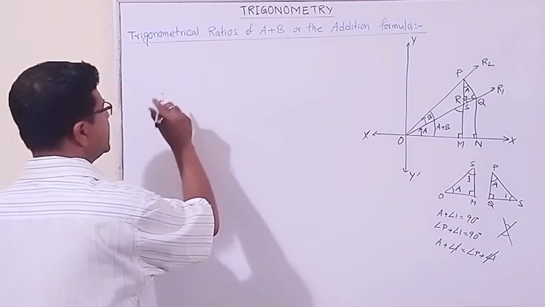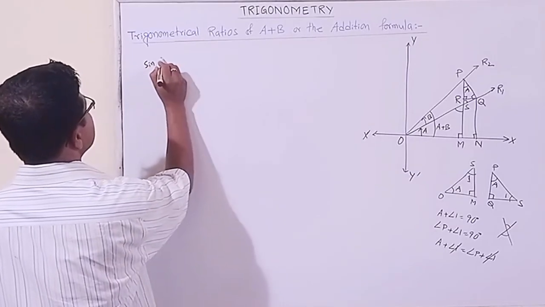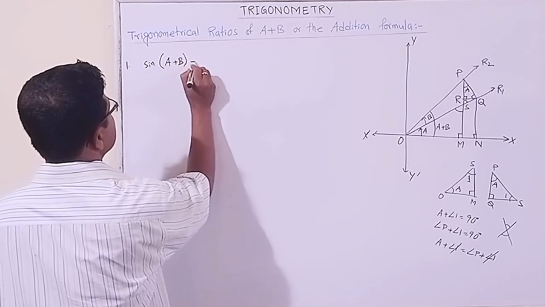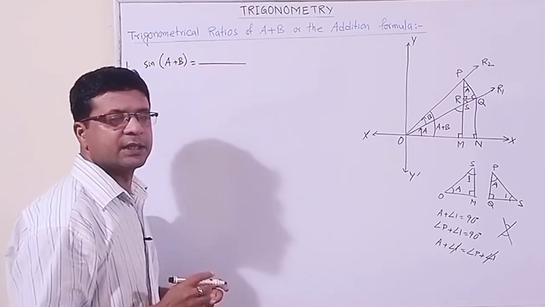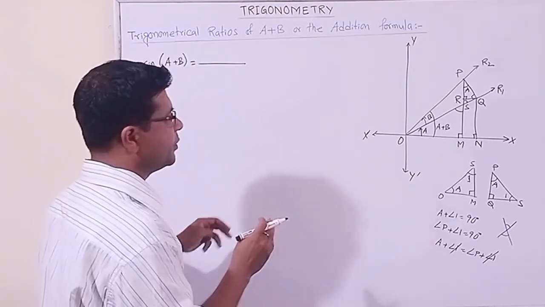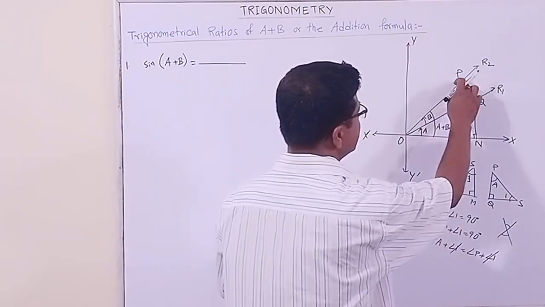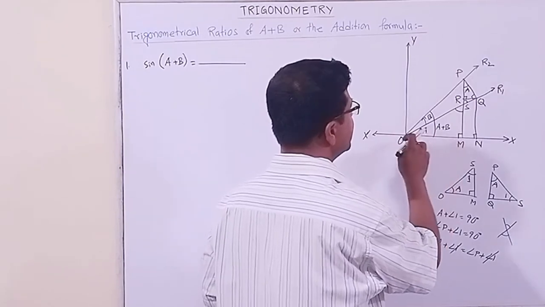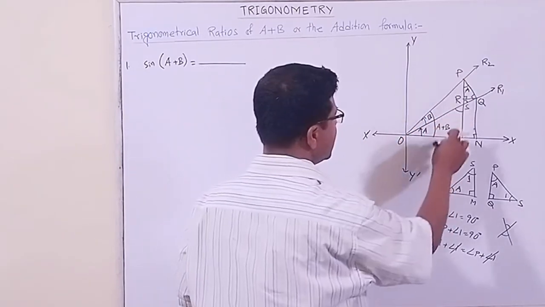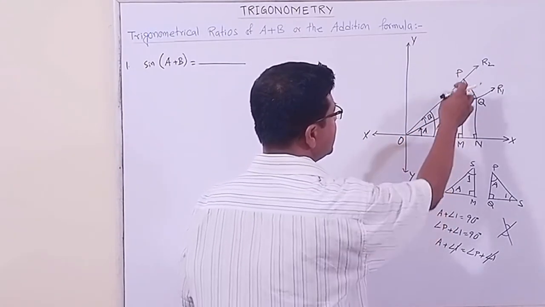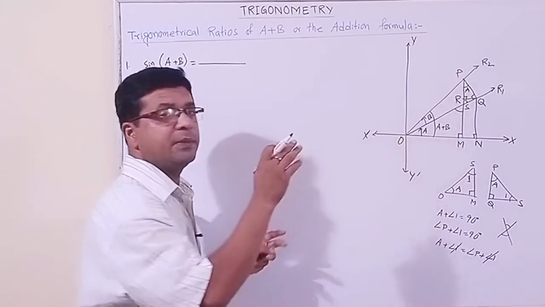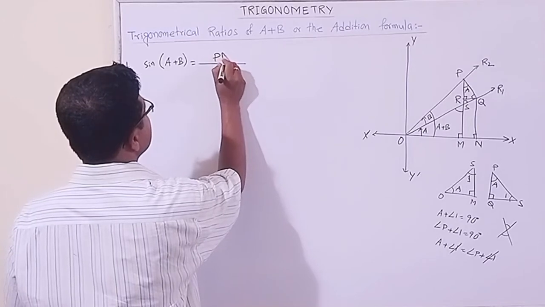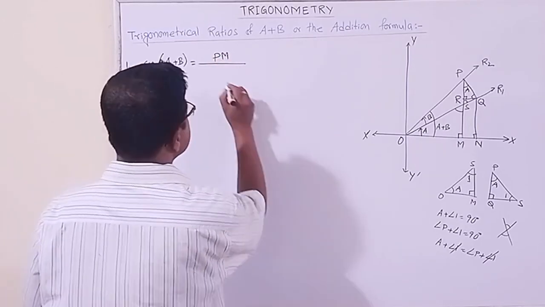We want to prove here sine of A plus B at first. This is the first formula. What is sine in a triangle? Sine means perpendicular by hypotenuse. This is the triangle. Here in which triangle is A plus B there? In triangle PMO. So in triangle PMO, PM is the perpendicular and OP is the hypotenuse. Sine means perpendicular by hypotenuse, PM. And what is the hypotenuse? Hypotenuse is OP.